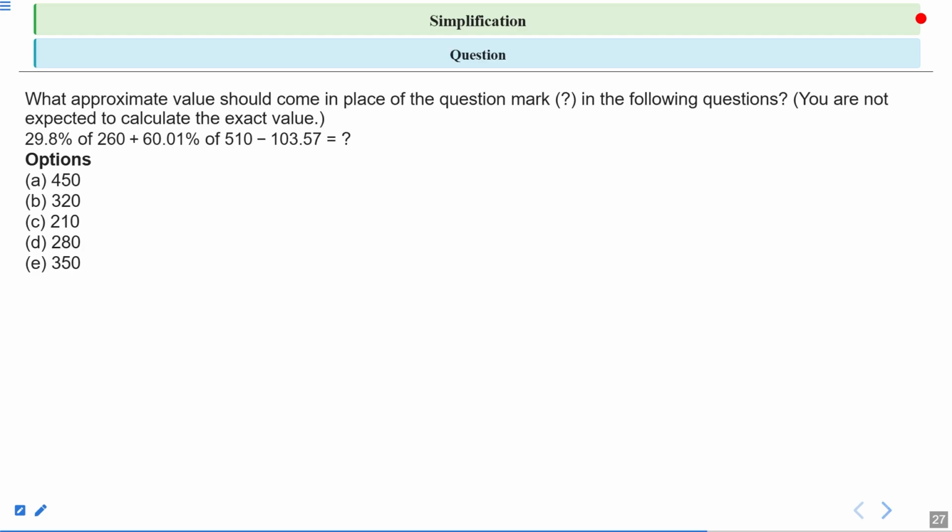What approximate value should come in place of question mark in the following question? You are not expected to calculate the exact value. And the question is 29.8% of 260 plus 60.01% of 510 minus 103.57 equals question mark. There are 5 options. A is 450, B is 320, C is 210, D is 280 and E is 350. Now you have 10 seconds to solve this question. Your time starts now.